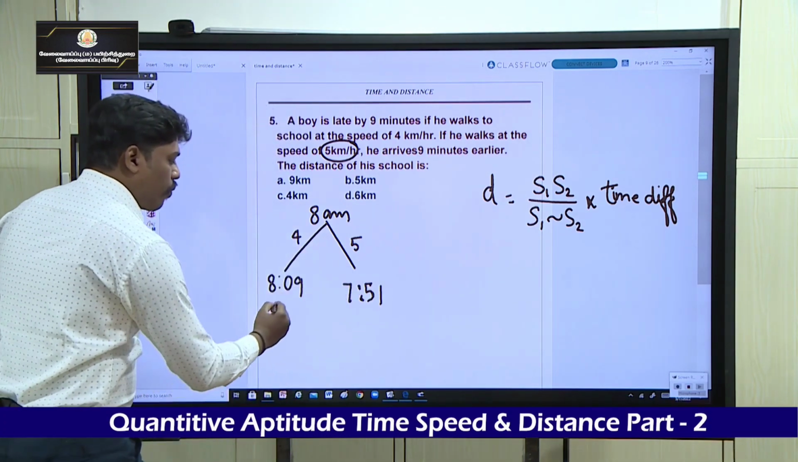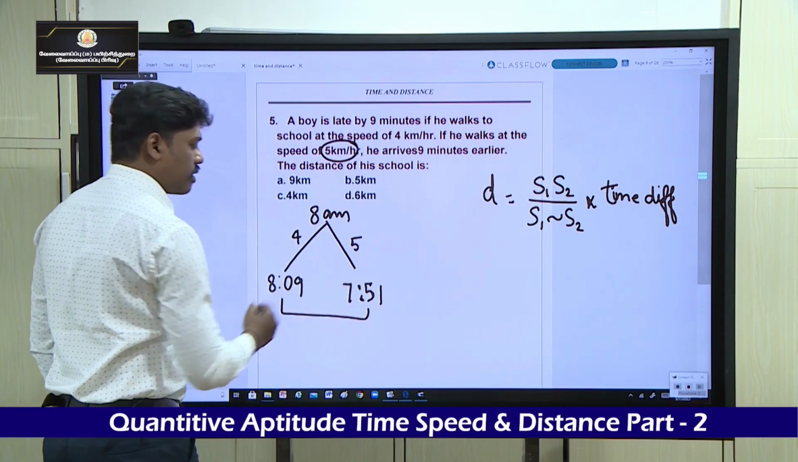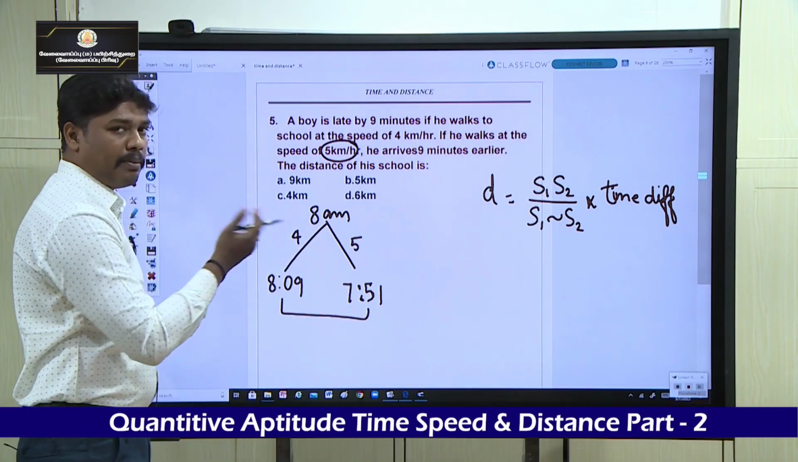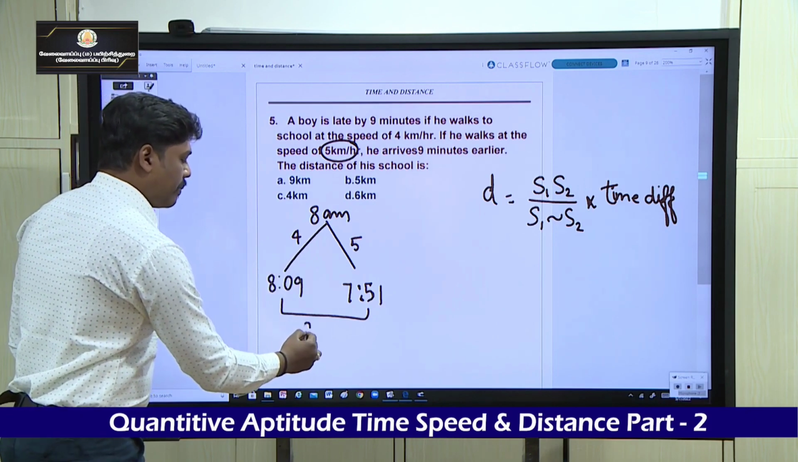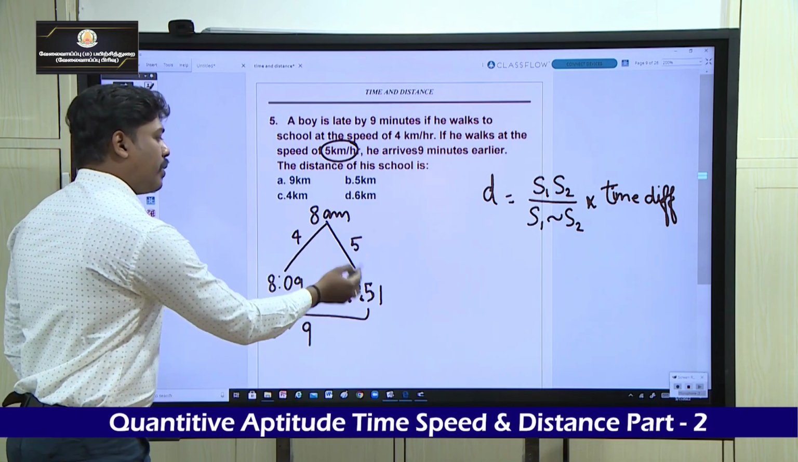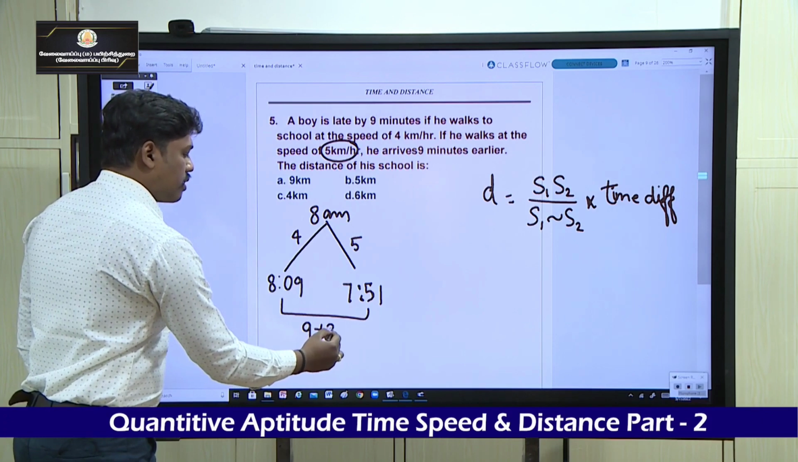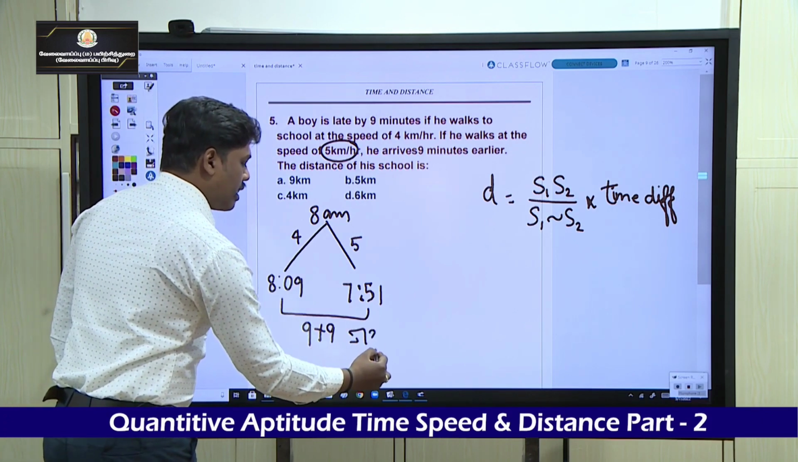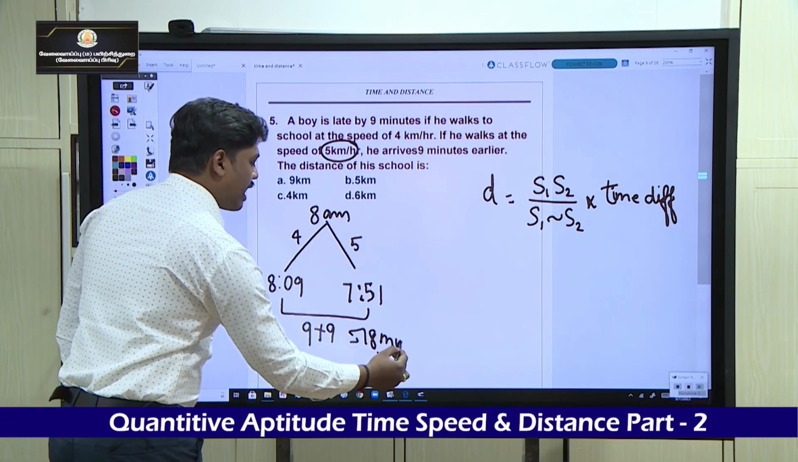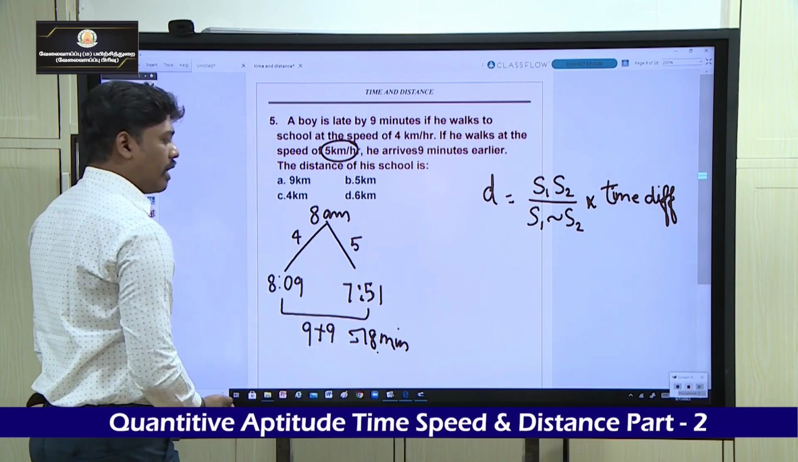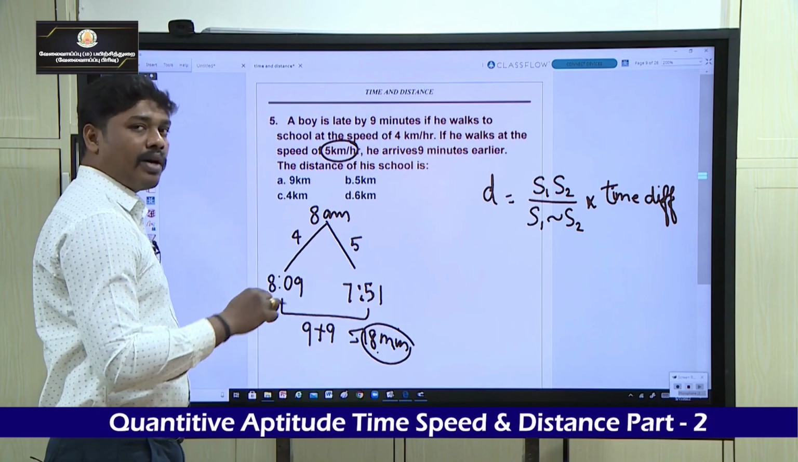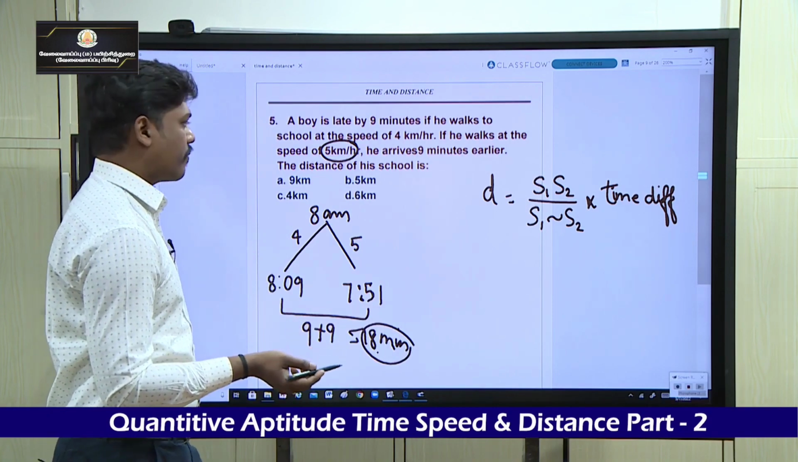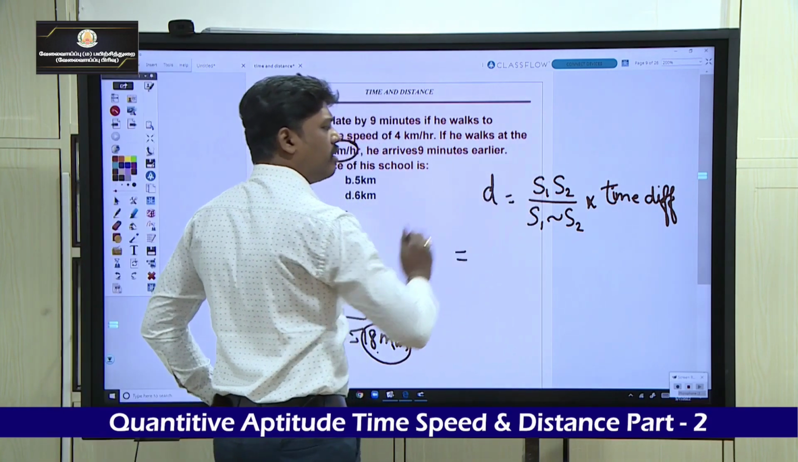a.m. What is the time difference here? Which is 18 minutes. 8 to 8:09 you will be having 9 minutes. 7:51 to 8 again 9 minutes. So 9 plus 9 you will be getting 18 minutes as the time difference. It is in terms of minutes. How to convert to hours? Divide by 60.